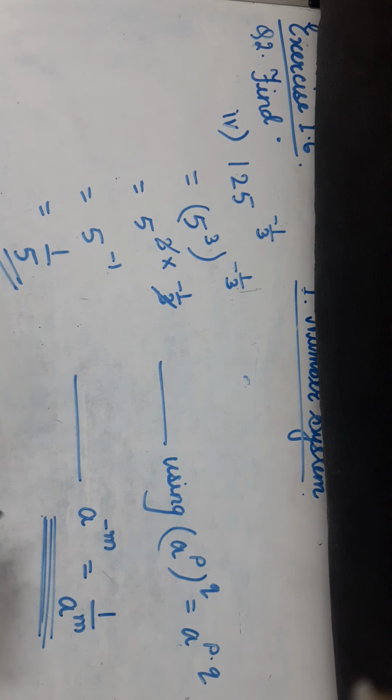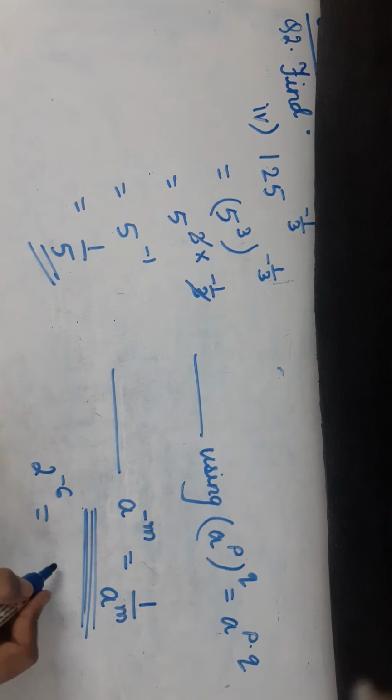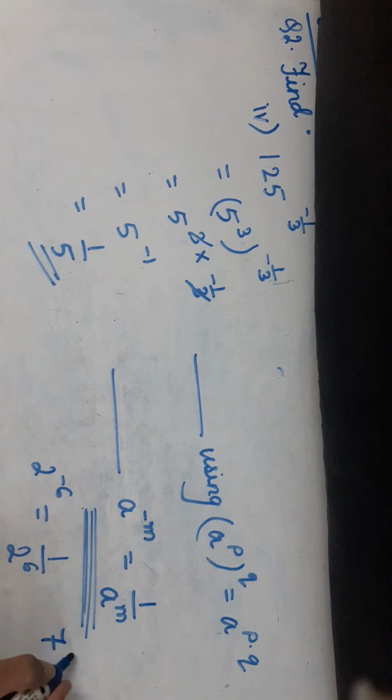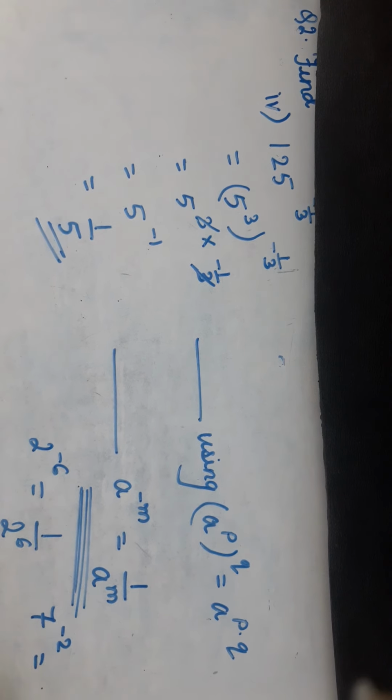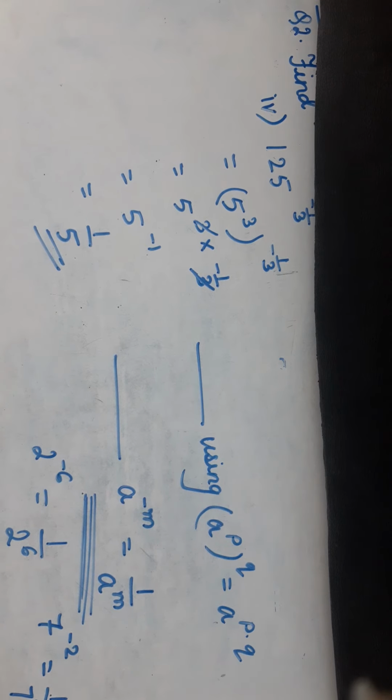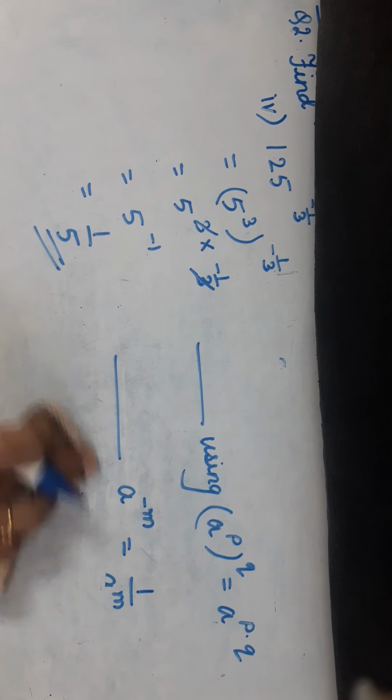Talking about this law, let us see some more examples. 2 raised to minus 6 can be written as 1 upon 2 raised to 6. Then 7 raised to minus 2 can be written as 1 upon 7 square. Clear? This applies for the converse also. Let me tell you that also.